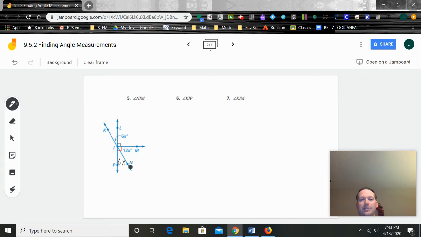Angle NJM, right here, is 12x. If I know what x is, I can figure out this angle measure. Do I know what x is? No. Can I figure it out? Of course I can. What do I know? That 12x plus 6x forms a 90-degree angle. They are complementary. So let's add those up. 12x plus 6x is 18x. 18x is equal to 90.